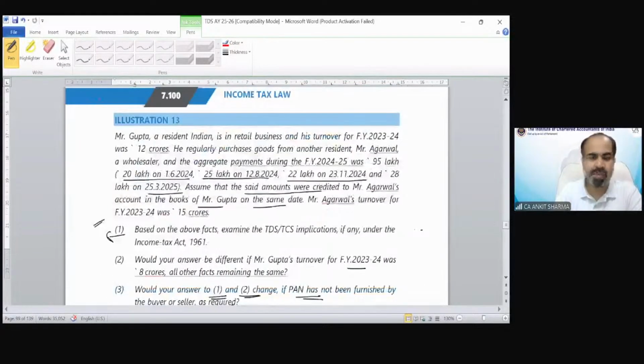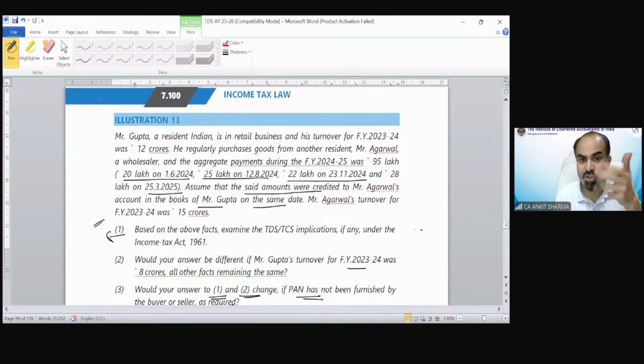Now illustration number 13. So now we are going to solve some illustrations, test your knowledge questions and MCQs. Now let me tell you, if you are feeling that TDS and TCS in this chapter are very massive and very difficult, now we are going to solve the kind of question that is going to be asked in examination. And if you are not able to solve that question, then you should be worried.